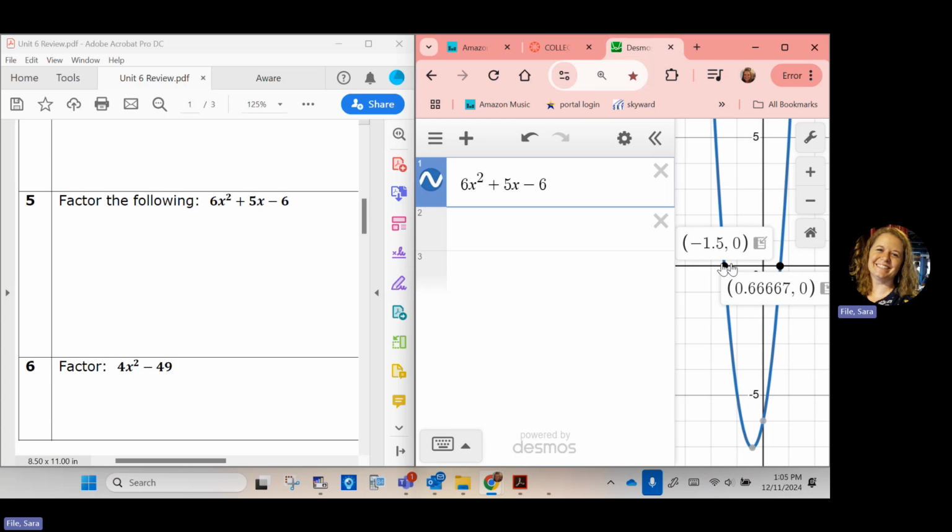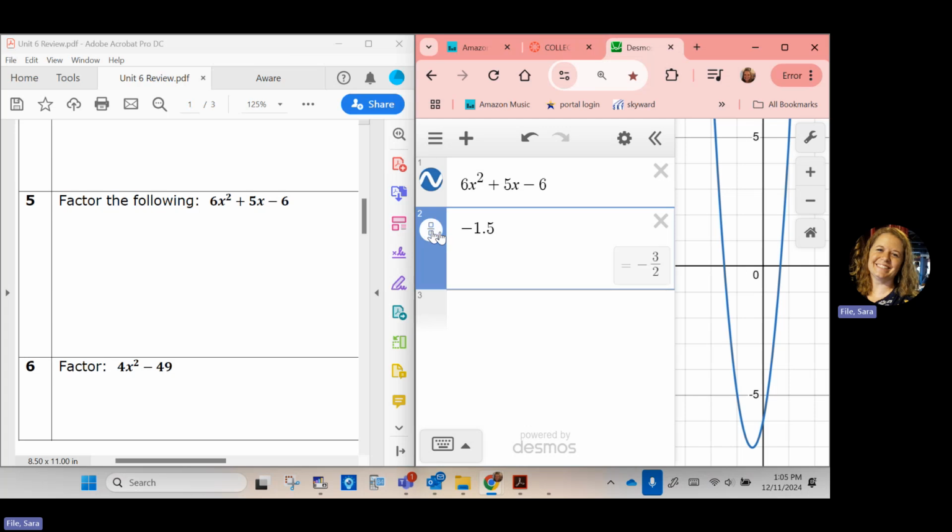Okay. If you're not sure what these are as fractions, because your answer choice would be written as fractions, just come over and type in -1.5. And then you've got the option here to change it to a fraction. It's -3/2. That's the solution. Okay, the solution is -3/2.